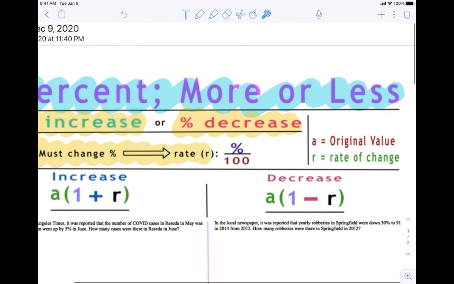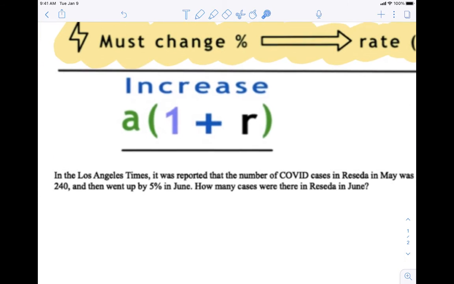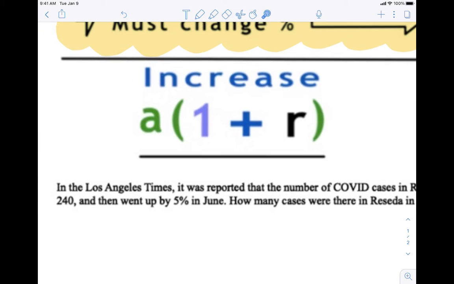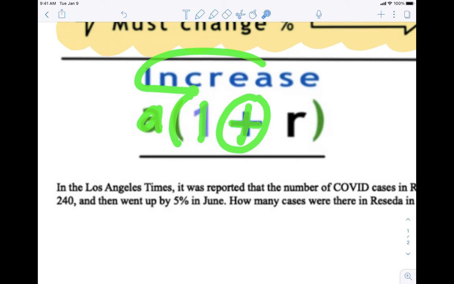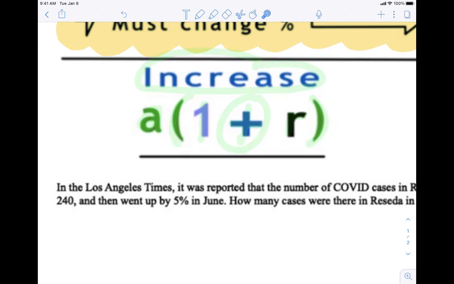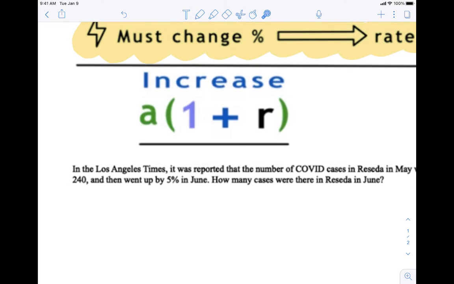Okay, so let us do an example first of an increase. We remember that when we are increasing, the formula is A times, parentheses means times, 1 plus R and then close parentheses. It's plus because we are increasing. Both parentheses are very important, everyone. Okay, so let us read our question here.